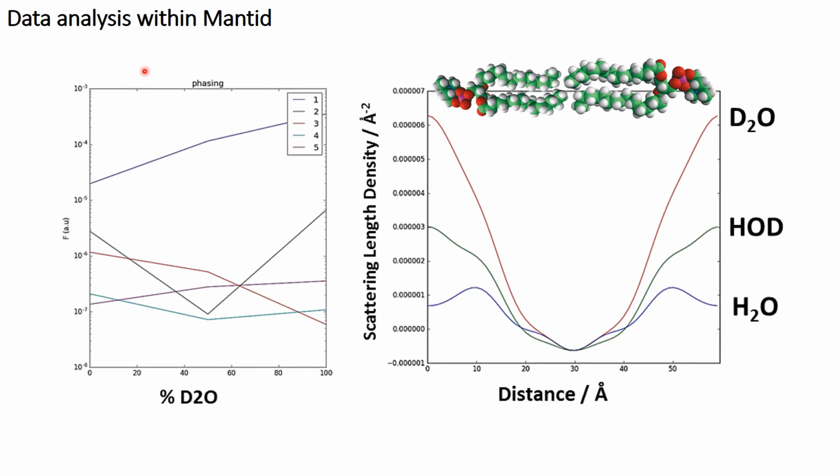We're able to write some scripts that sit within Mantid that allow you to phase the individual Bragg reflections based on the individual isotopic contrast, which allows you to resolve these profiles without the need for modeling, which is quite neat. And the data we got is not bad.